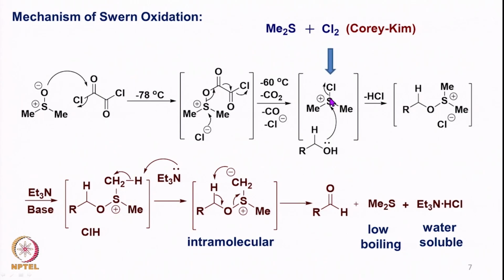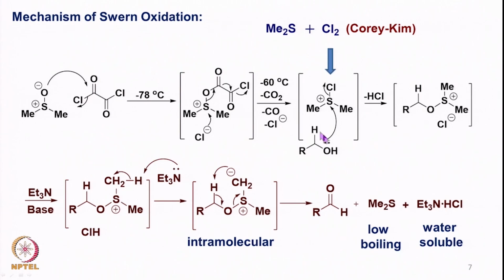Now this particular intermediate, as you can see, coming from DMSO and oxalyl chloride, is similar to the intermediate that comes from dimethyl sulfide and chlorine as reported by Corey-Kim. Then of course triethylamine picks up the proton from here, forming an intermediate of this kind, which then in an intramolecular fashion leads to the elimination of this oxygen-sulfur bond, and of course we get the corresponding aldehyde and dimethyl sulfide, which is low boiling, and then of course triethylamine hydrochloride, which is water soluble.